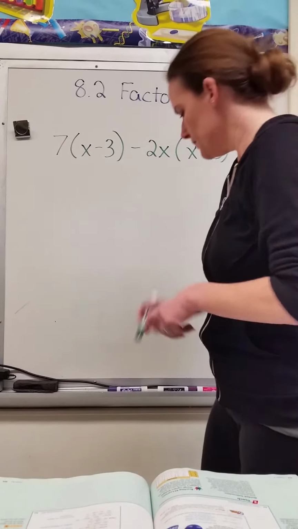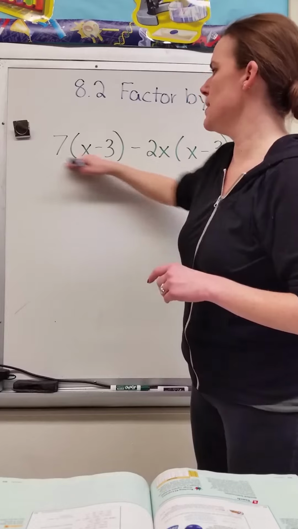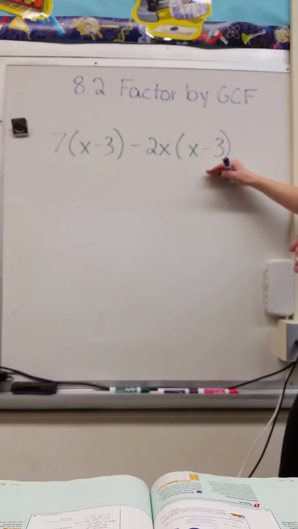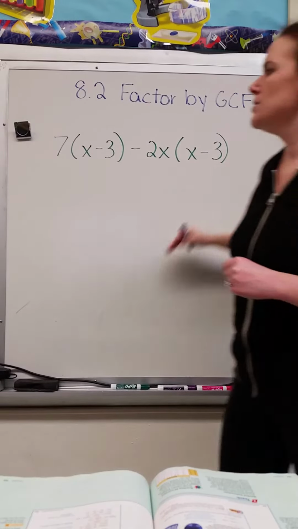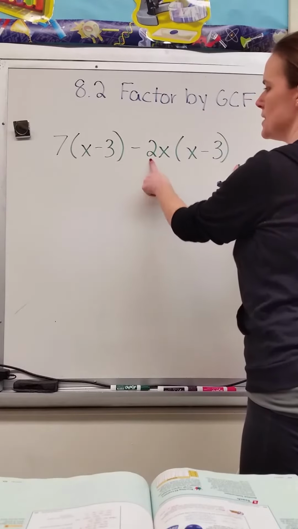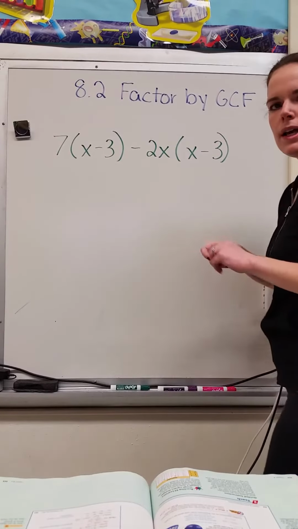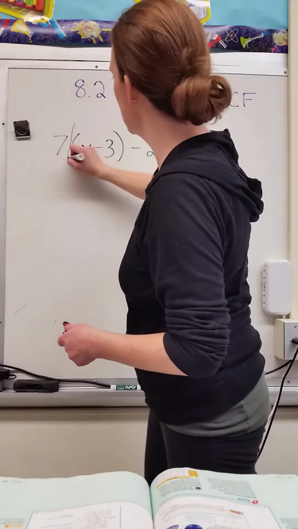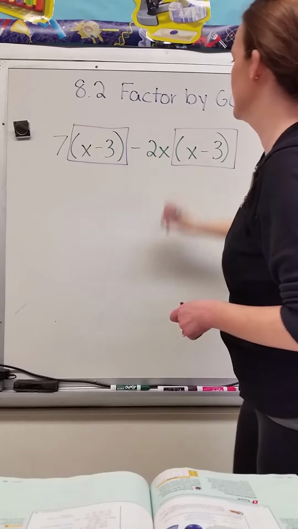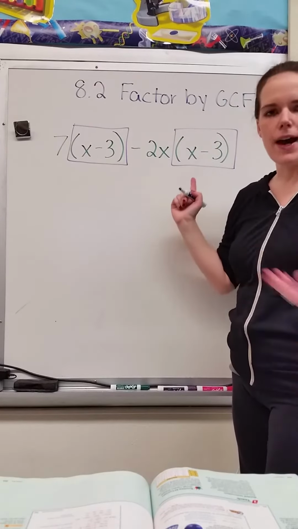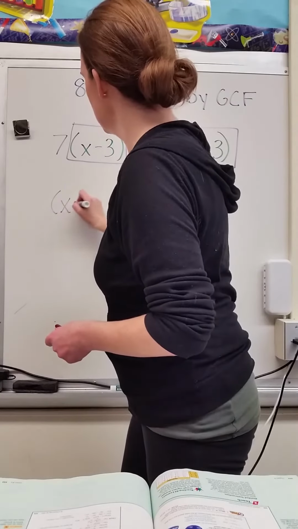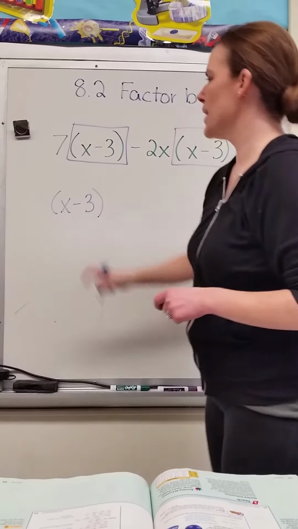So again, this that's being multiplied is one piece. This that's being multiplied is one piece. So we're looking at, with this piece and this piece, is there anything we can factor out? And they actually both have this entire x minus 3 in common. So that's what you can factor out. You can take this whole binomial, x minus 3, and put it right there.